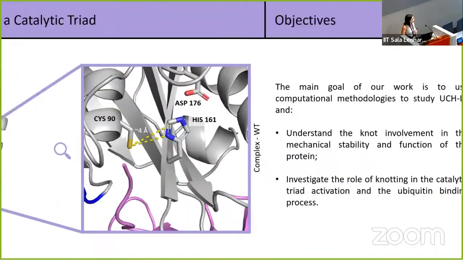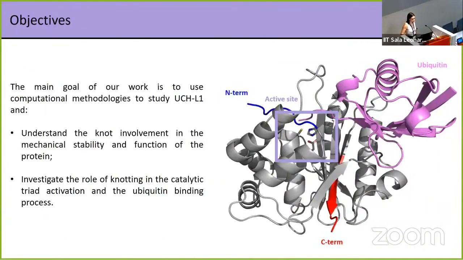And so, after knowing all of this, we decided to pretty much lay down two major goals. We wanted to use fully computational methodologies. What we wanted to study was the knot involvement in the mechanical stability and also in the function of our protein. And we also wanted to try to understand the role of the knotting in both the catalytic triad activation and also in the ubiquitin binding process.